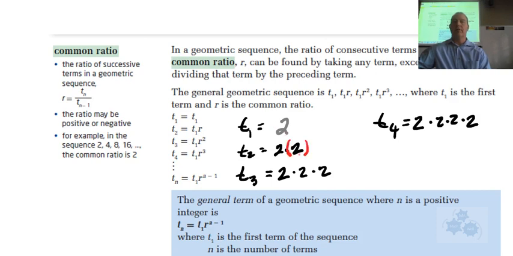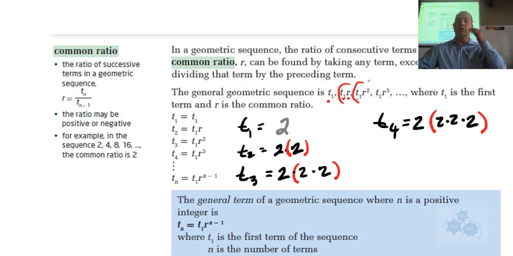We have 2 times the common ratio. Then we have 2 times the common ratio squared. Then we have 2 times the common ratio cubed. And so that's where you get this row right here. Okay? So t1 times r is the next one. t1 times r squared is the next one, and t1 times r cubed is the third one, and so on.